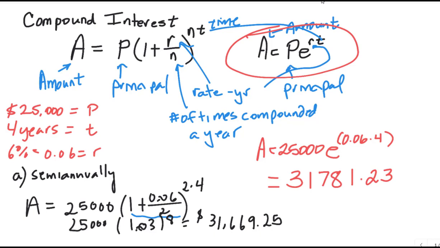$31,781.23. And comparing all these, of course, that's going to be your largest, the best account, right? Good luck finding a bank account that will give you interest continuously. If you find it, let me know.